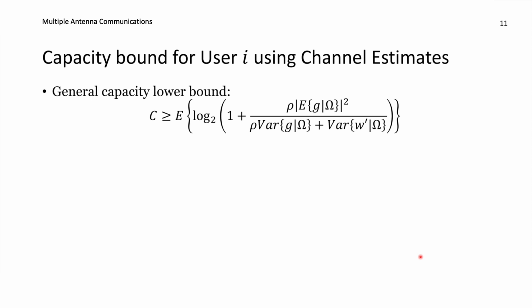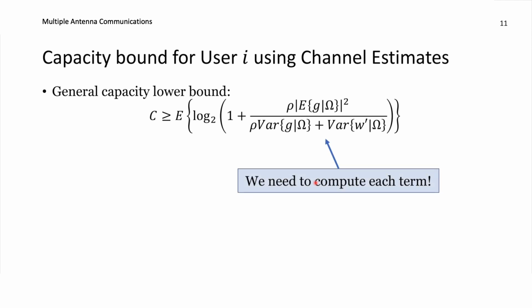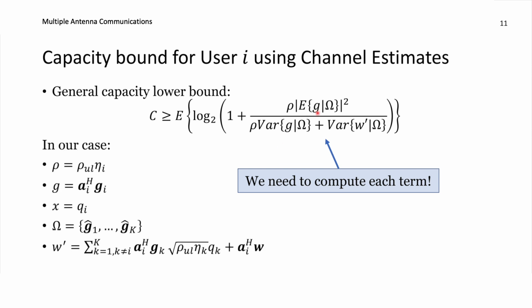And in order to figure out a good way of selecting ai, we should have the end performance in mind, namely this capacity lower bound. We would like to select ai to maximize it. And in order to do that, we first need to compute all of these terms here in the numerator and the denominator. So there are 3 different terms. So that is what we will do next. And remember, in our case, these G, omega, and rho have different meanings. Rho, when we are considering a particular user i, is rho uplink times eta i.